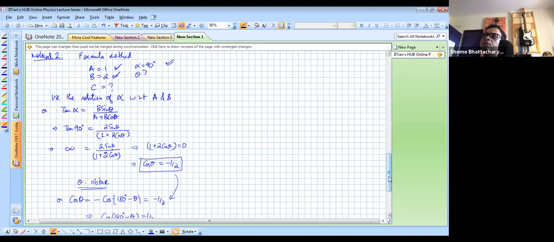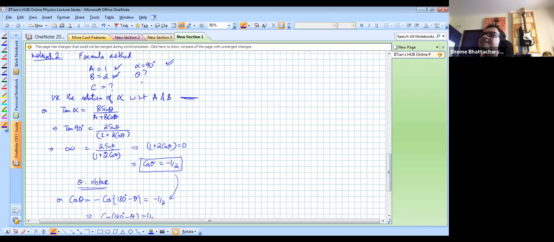Rather, I can use the tan alpha formula because in that alpha is known, a is known, b is known, and from that I can find theta. So that is what we are doing in the second method, Tarisha. I'm making use of the relation between alpha with respect to a and b, and in our formula base, this was tan alpha is equal to b sine theta upon a plus b cos theta. Now relate this with the information given.